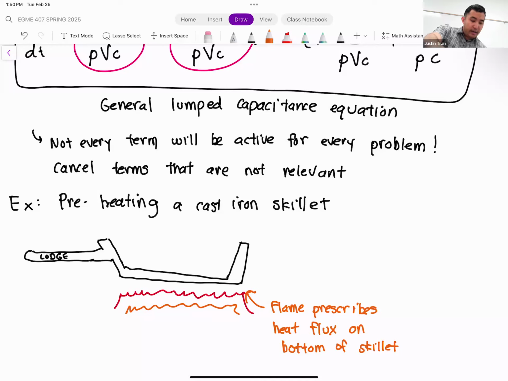And so let's say that it has a value. Well, this one I don't have numbers. And so let's say this one gives a heat flux of q_s double prime.